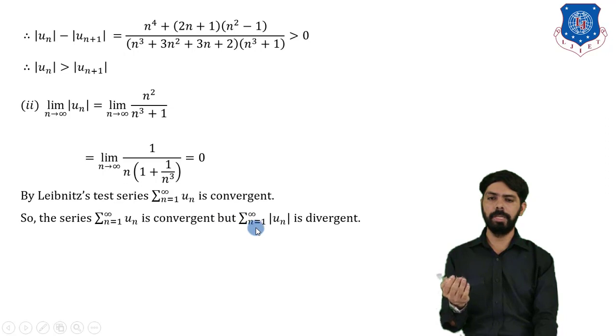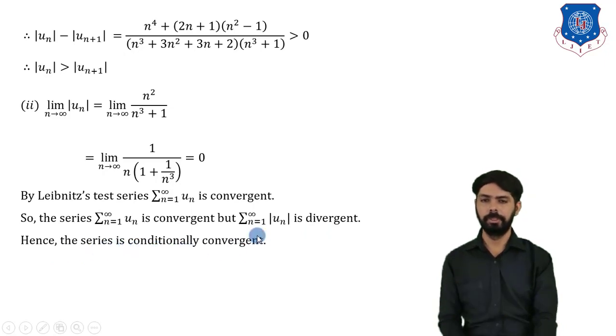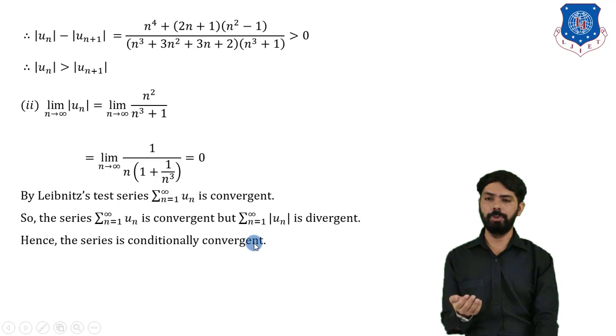But sigma n equal to 1 to infinite, modulus of un is divergent. Hence the series is conditionally convergent. Because if sigma un is convergent and sigma mod un is divergent, then we can say that series converges conditionally. Therefore, series is conditionally convergent.